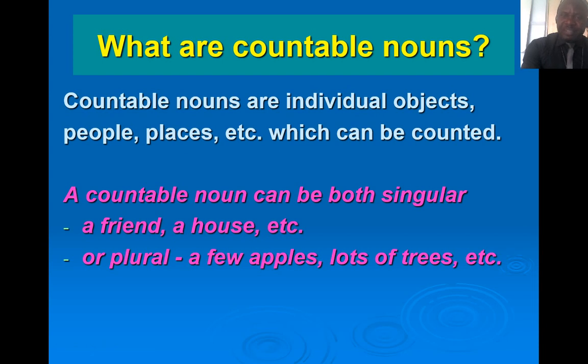So, when a noun is countable, you can number it. You can say 1, 2, 3, and so on and so forth. Okay, you can number it. That's what makes it countable. Do you understand? Okay, and once it is countable, you can have singular and plural. Singular means one, plural means more than one.